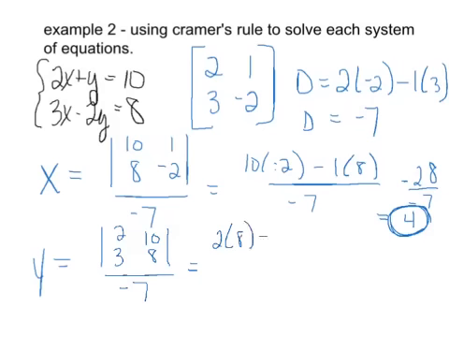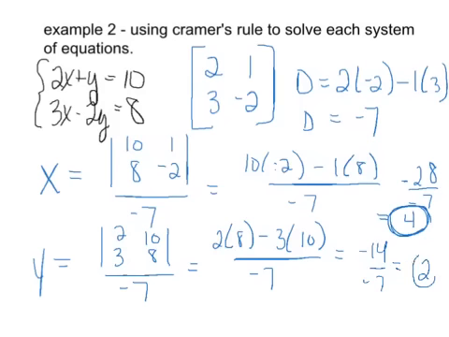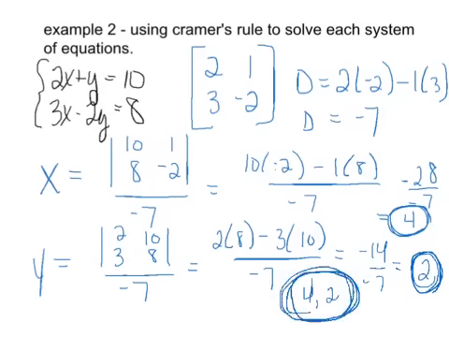2 times 8 minus 3 times 10, or 10 times 3. So I get 16 minus 30, which is negative 14 over negative 7, or y is positive 2. So we have our answers, x, y, right down there.